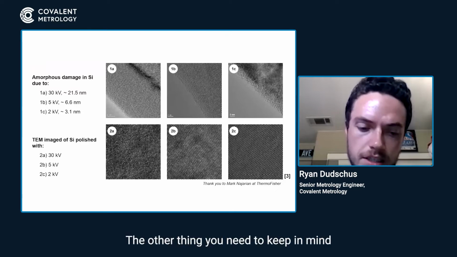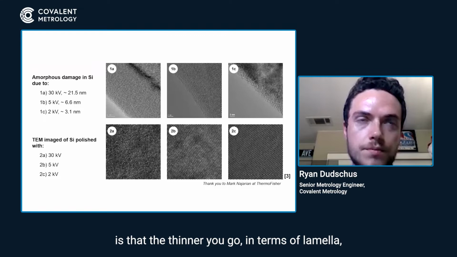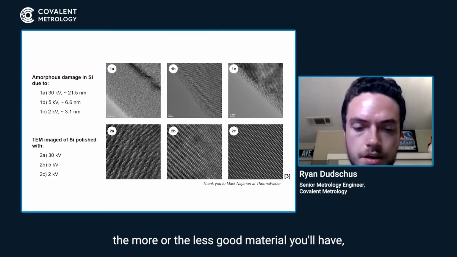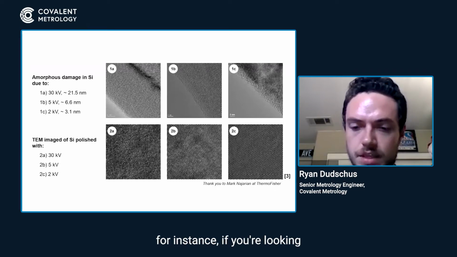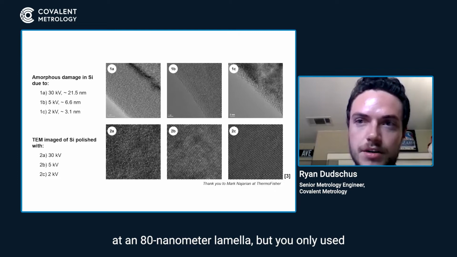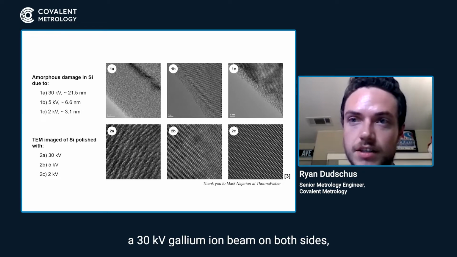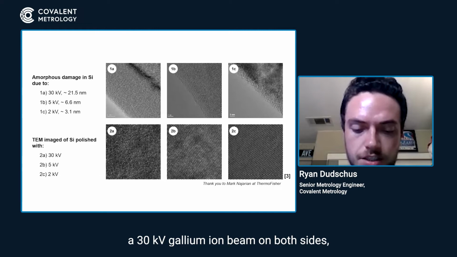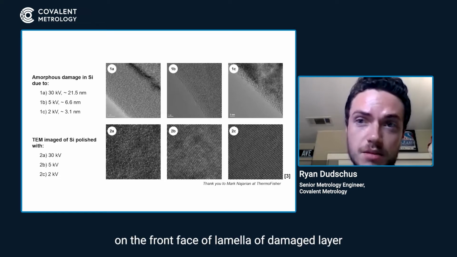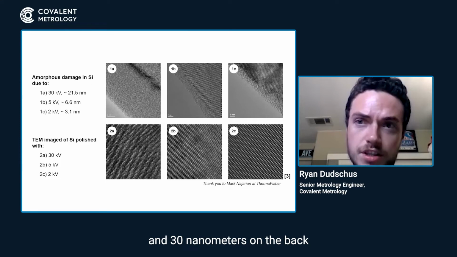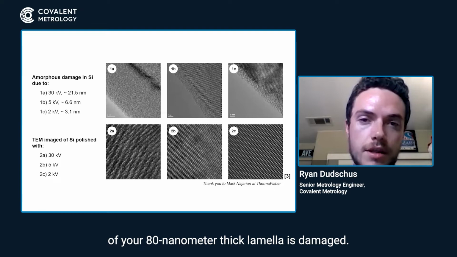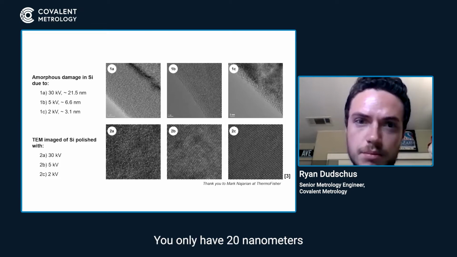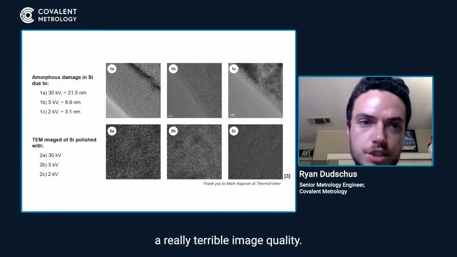The other thing you need to keep in mind is that the thinner you go in terms of lamella, the less good material you'll have. For instance, if you're looking at an 80 nanometer lamella, but you only used a 30 kV gallium ion beam on both sides, you're going to have 30 nanometers of damaged layer on the front face of the lamella and 30 nanometers on the back, meaning that 60 nanometers of your 80 nanometer thick lamella is damaged. You only have 20 nanometers of good material to image. So you're going to get a really terrible image quality.